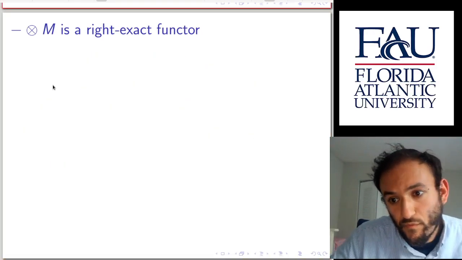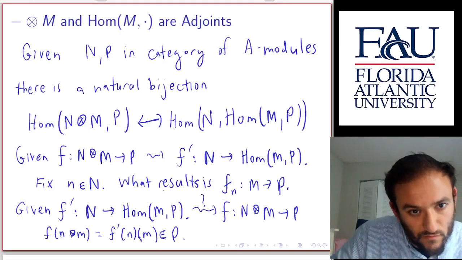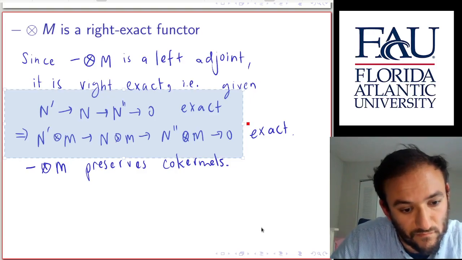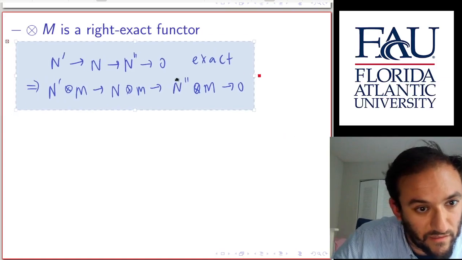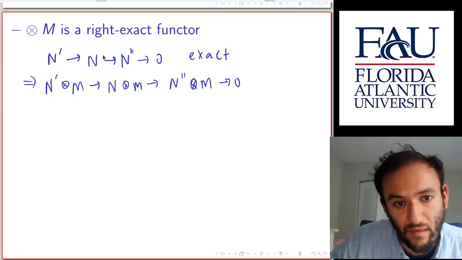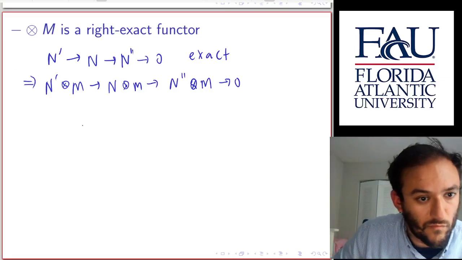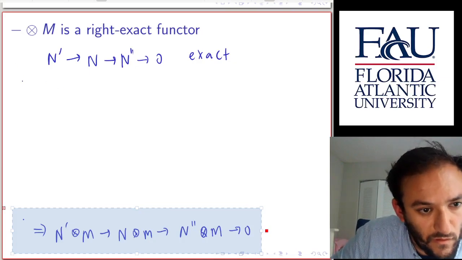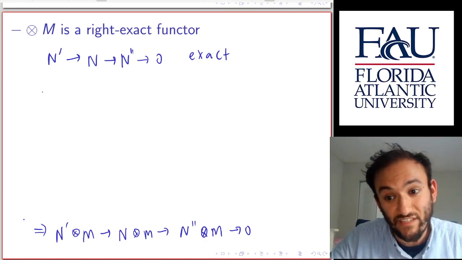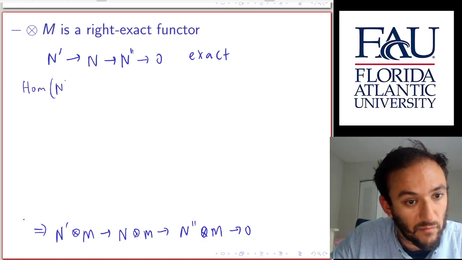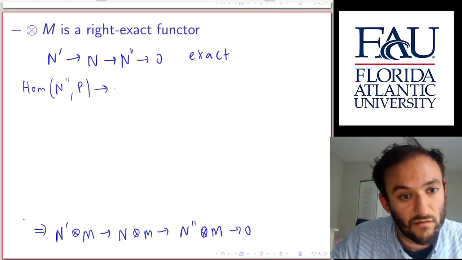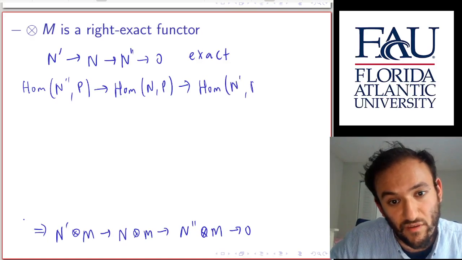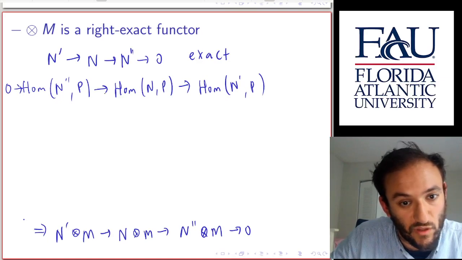In terms of proving this property, if we start with n prime mapping to n double prime mapping to 0 being exact, so if we start with this top sequence exact, well then by left exactness of hom, I can write 0 to hom of n double prime to p, to hom of n to p, to hom of n prime to p. So this will also be exact.